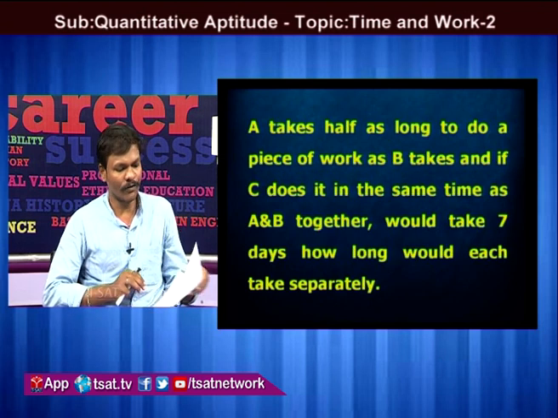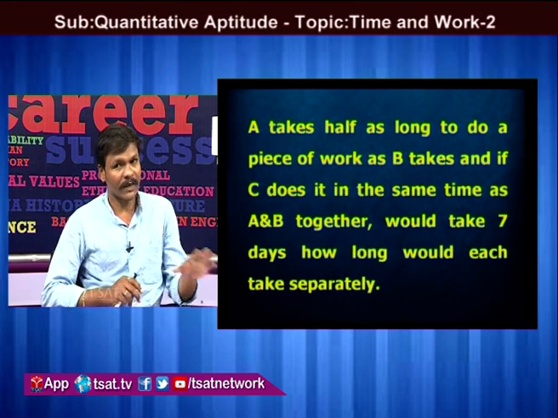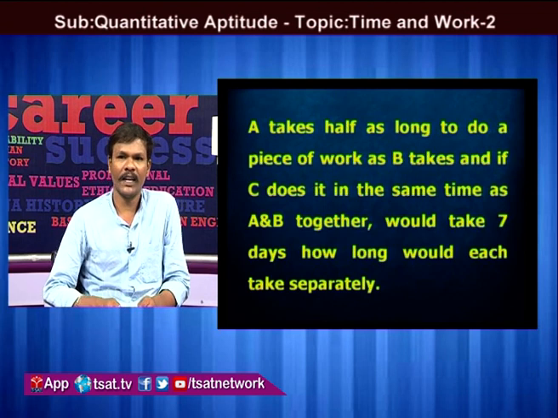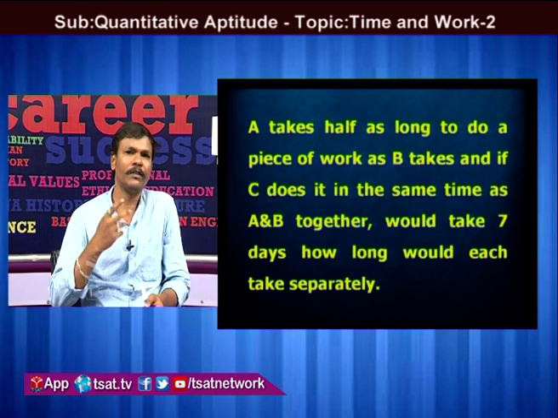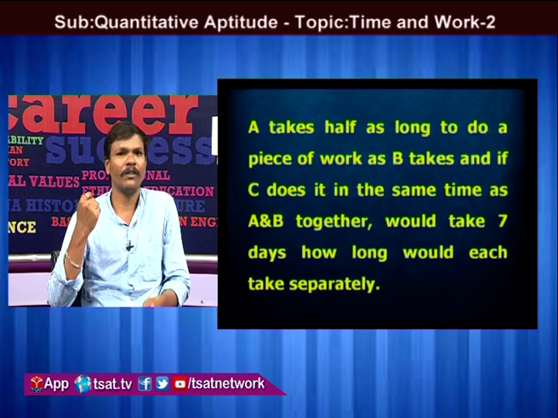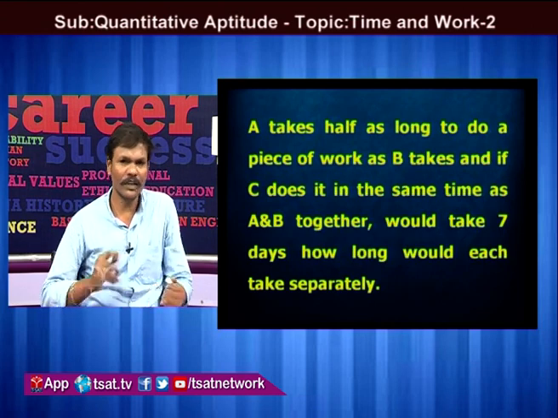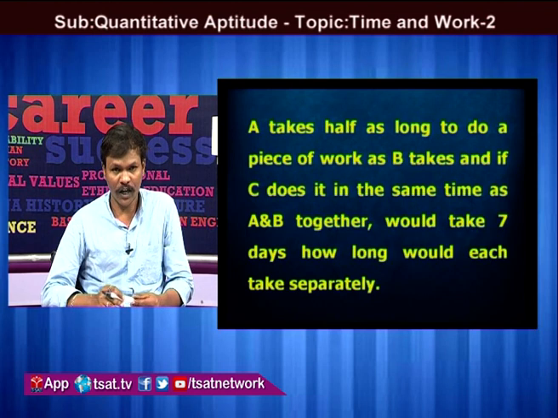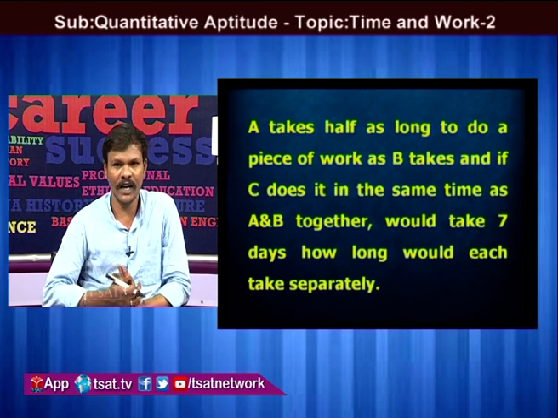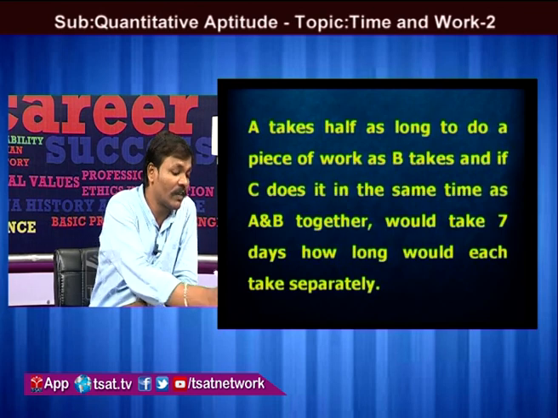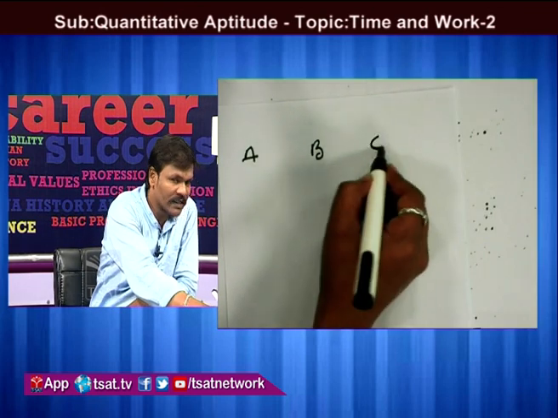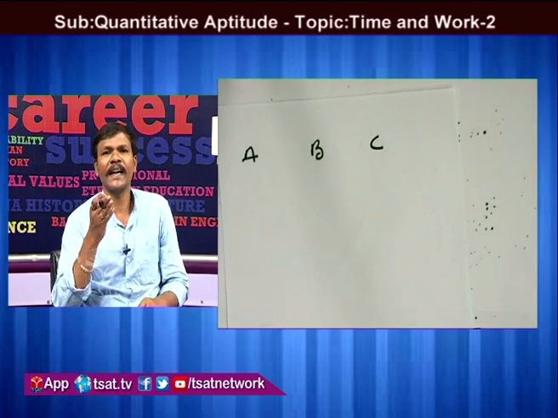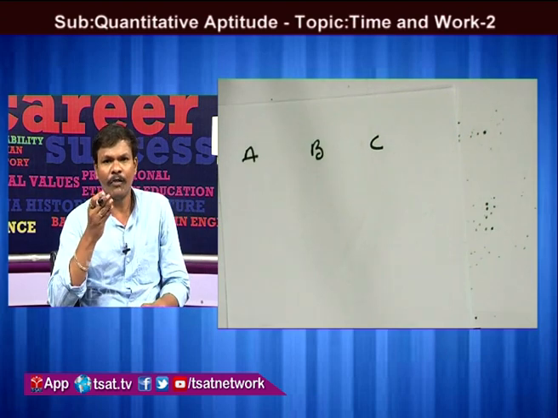Okay, this is the question on capacities. Already we are discussing types like A is twice the workman, A is half of the workman, A is one-third of the workman. So first, you have to conclude the capacities of A, B, C. First one A, second one B, third one C. A takes half as long to do a piece of work.